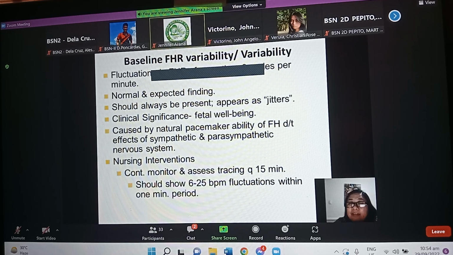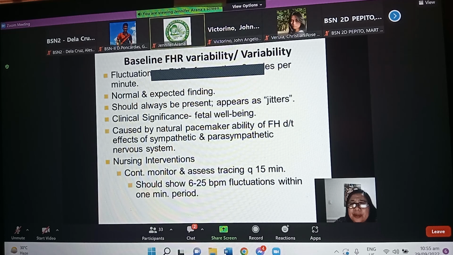muhinay ang fetal heart rate but not below normal, no? This is a normal and expected finding. It should always be present and appears as jitters. Kung sa iyang significance, muhinay ang mapaspas. Not only muhinay ang mapaspas, but not, excuse me, not below normal and not above normal. So, ang pasabot ana niya, it indicates fetal well-being. Meaning, normal ra ang baseline FHR variability. Kung naa na siya, it indicates fetal well-being. Kung wala na siya, mo'y delikado.